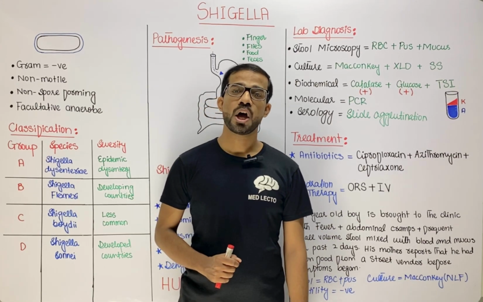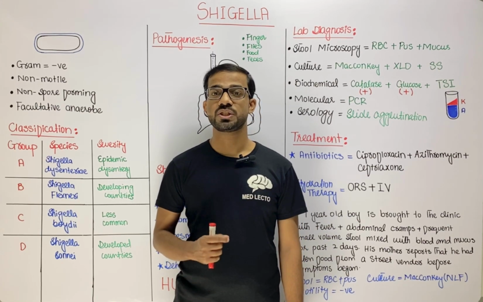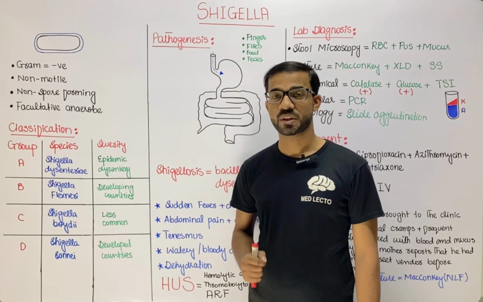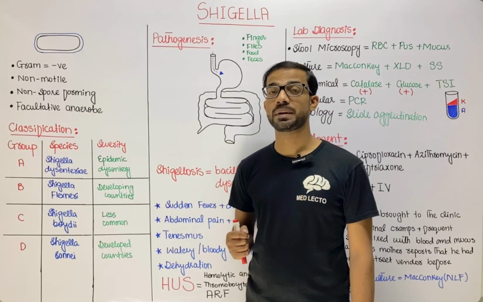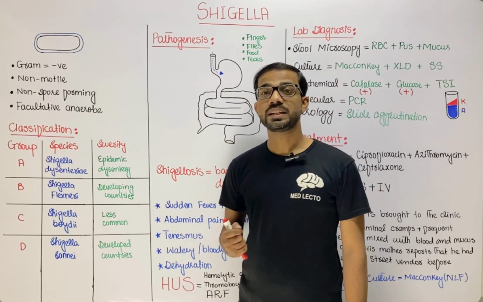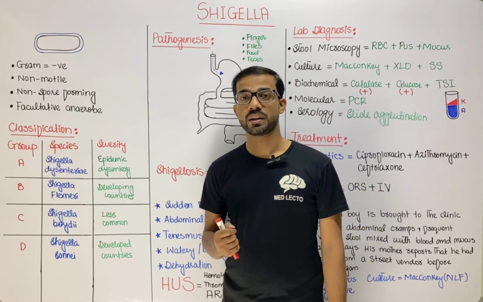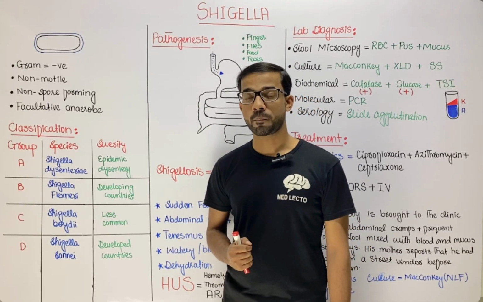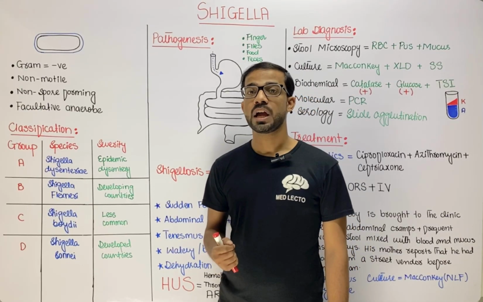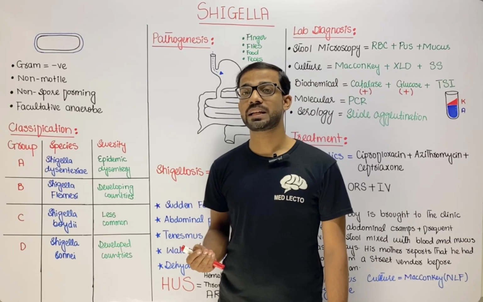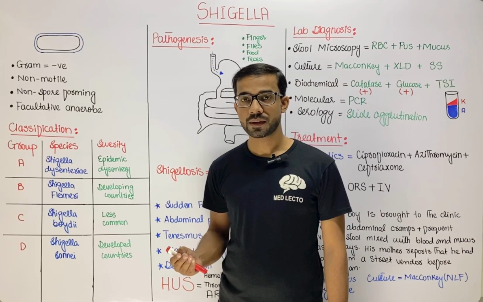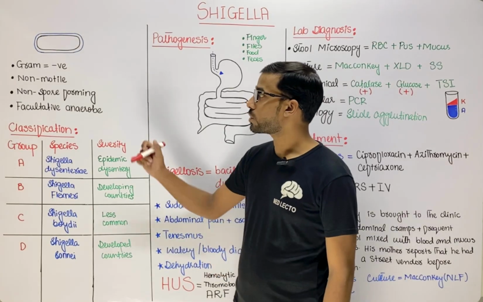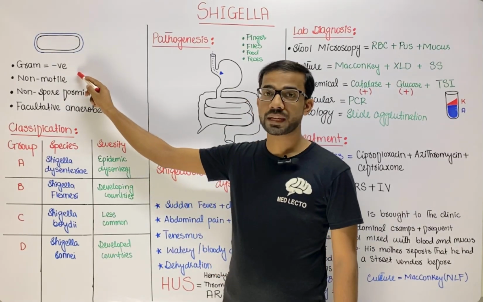So, first of all, we will see the properties of Shigella. Shigella is a gram-negative bacteria. Whenever you hear the word gram-negative, you see the difference in the structure of the cell wall of the bacteria, and in microscopy after gram staining, gram-negative bacteria will look pink while gram-positive bacteria will look purple in color. So it's gram-negative, it will look pink in color.